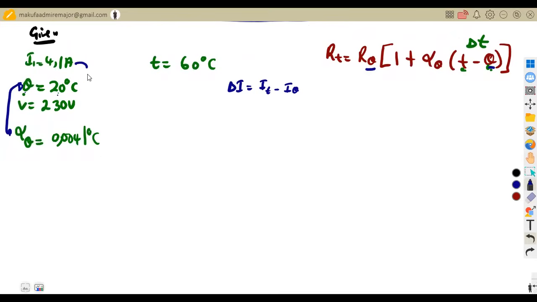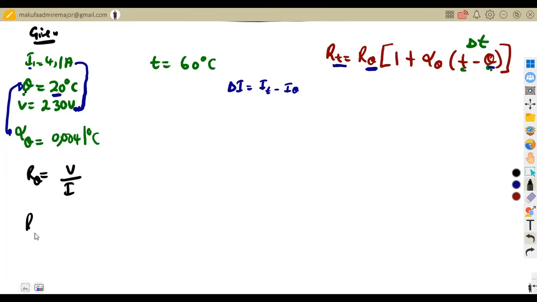And here we have the initial current, from the information that we have, the current is 4,1. But in order for us to have the final current, we must calculate the total resistance. And in order for us to have this total resistance, we need the initial resistance, which is the resistance taken at 20 degrees Celsius. From the voltage and current, we can calculate our initial resistance. Remember that resistance is voltage over current. So this is our initial resistance at 20 degrees Celsius.